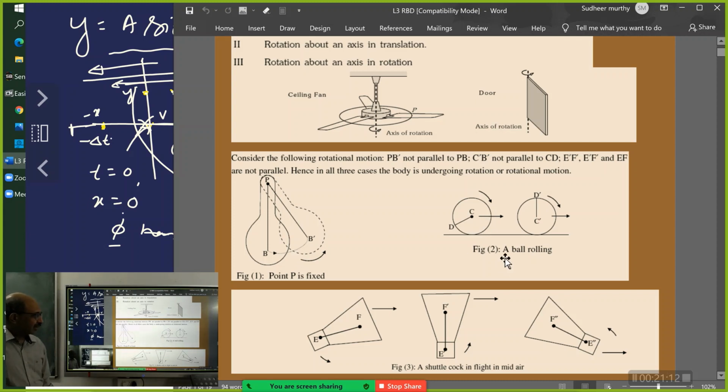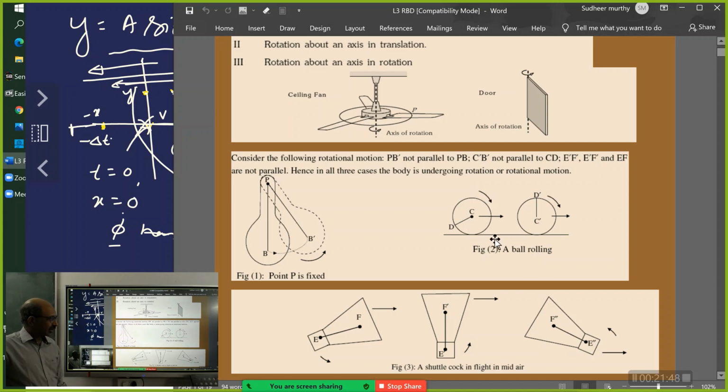And now you can see here that a ball is rolling without slipping. Again we have drawn an arbitrary line CD, and you can see that there is a vector drawn here. This vector indicates that this object is moving to the right, or it has a velocity vector to the right. So this body is translating, and about this point C, this body is rotating.